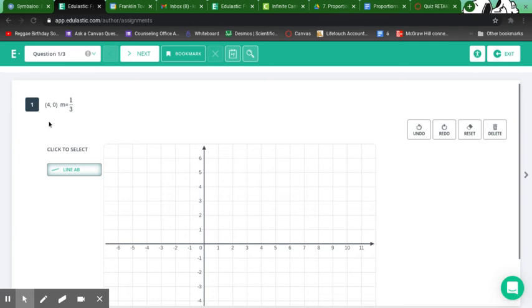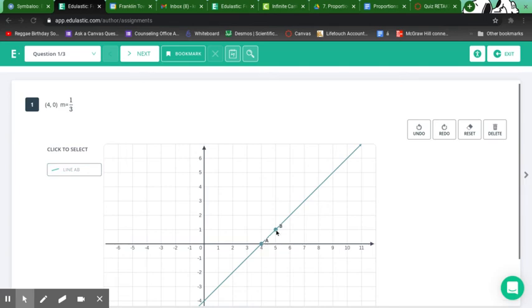When we have an ordered pair, the first number represents the x value, the second number represents the y value. The first thing you need to do, it says click to select, so you need to click where it says line AB. Then I'm going to go to my point. If I start at the origin, my x is 4, so along the x-axis I'm going to go over to 4. And then my y is 0, so I am not going to go up or down. I'm going to click right there on that 4.